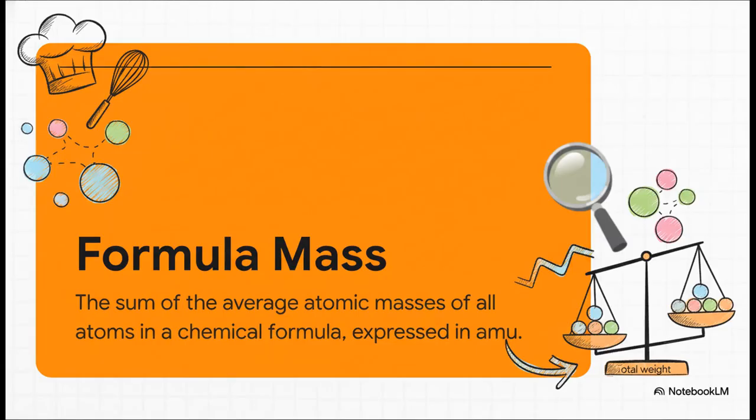So what is it? To put it simply, the formula mass is the total weight of everything listed in a chemical formula. The easiest way to think about it is this. The chemical formula is your recipe, the atoms are your ingredients, and the formula mass is the total weight of all those ingredients added together.